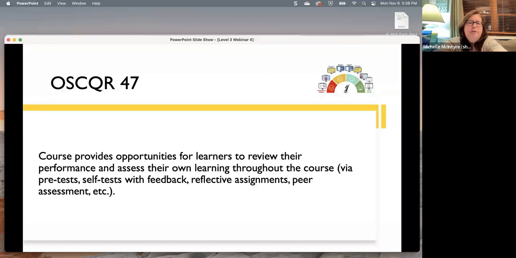Course provides opportunities for learners to review their performance and assess their own learning throughout the course via pre-tests, self-tests with feedback, reflective assignments, peer assessments, etc.